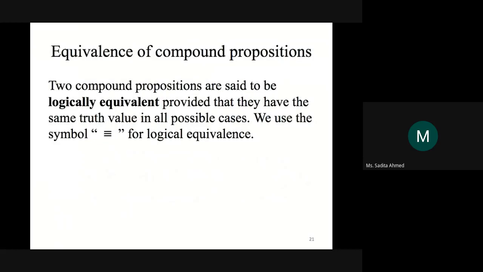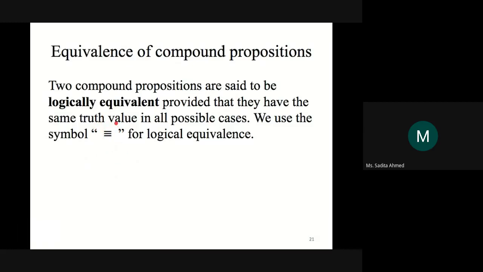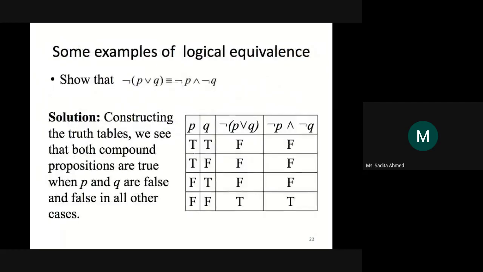Okay, now I want to talk about equivalence in case of compound propositions. Two compound propositions are said to be logically equivalent if both propositions have the same truth values for all possible combinations of the truth values of the variables in it. All right, and the symbol we use for logical equivalency is this one, three bars, like this. So two compound propositions are equivalent when they have the same truth values for all the combinations in the truth table. Let's look at an example.